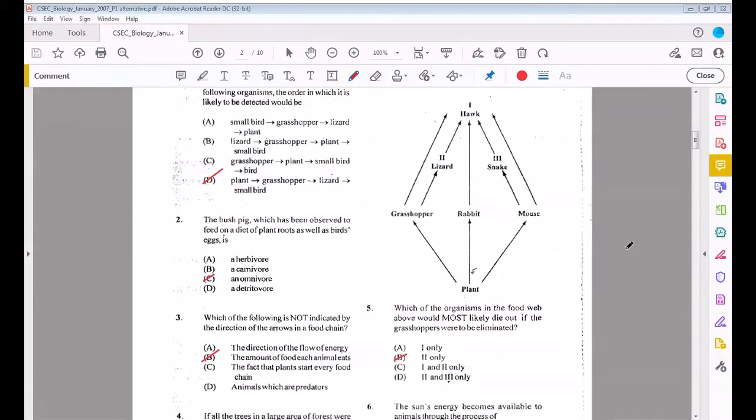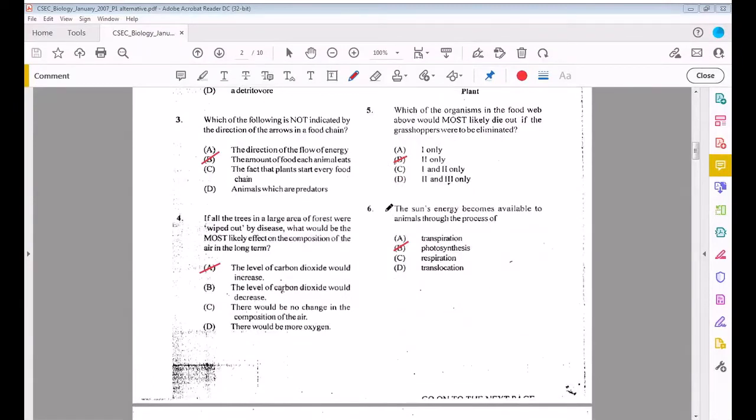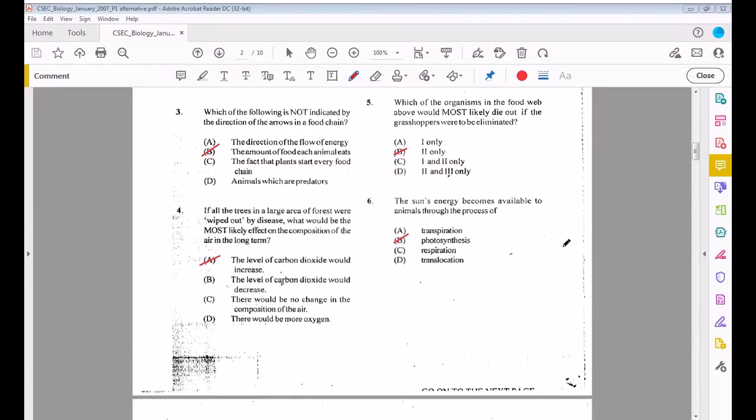Five refers to this very simplified food web here. So, which of the organisms in the food web above would most likely die out if the grasshopper would be eliminated? The answer is whichever one feeds on the grasshopper. So, that would be 2, the lizard. So the answer is B, because based on this, the lizard has nothing else in its diet. Six. Why do I keep messing that up? Six. The sun's energy becomes available to animals through the process of B, photosynthesis.